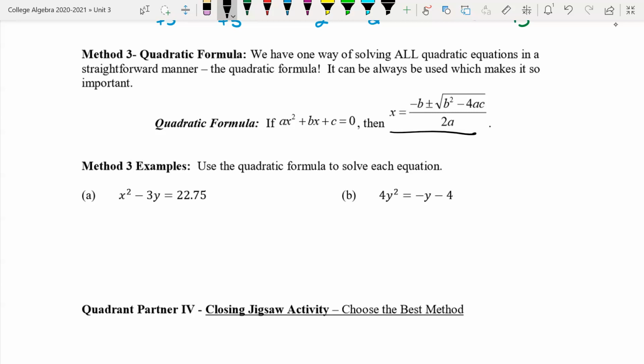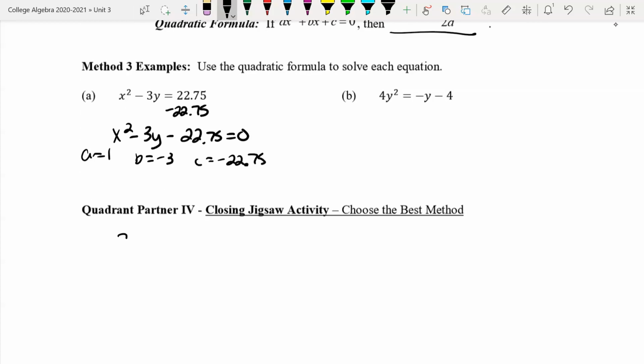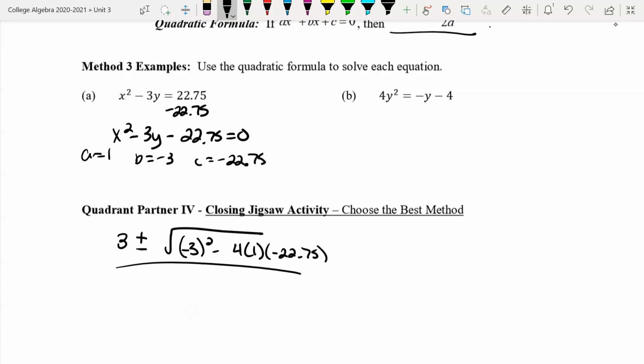So what you want to do is make sure it's in the form ax squared plus bx plus c equals 0. So I need to subtract this 22.75 to the other side, and now I have my a is 1, my b is negative 3, my c is negative 22.75. And you just plug it into the formula and solve. So I would say positive 3 plus or minus the square root of b squared minus 4ac, all over 2a.